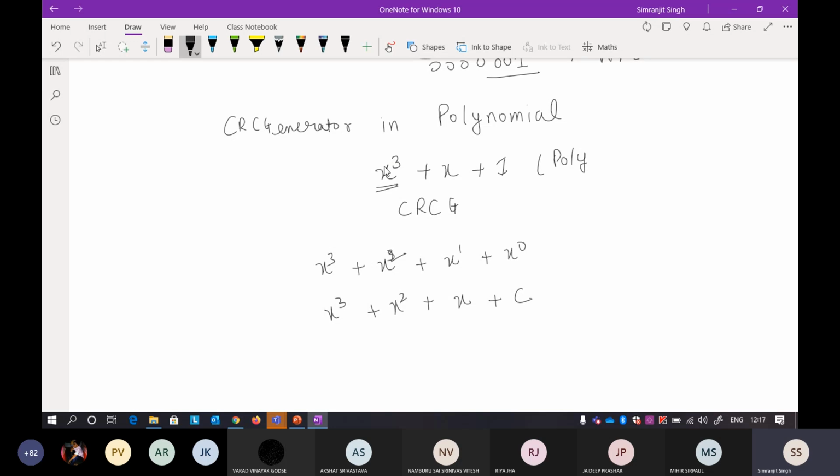x raised to power 3 is given in this question, so this particular term is 1. x raised to power 1 is given, so this term is also 1. The constant term is also given, so this is also 1. This one is not given, so it will be 0. Thus your CRC generator in this case will be 1 0 1 1. That is how you figure out the CRC generator if it is given in polynomial form.